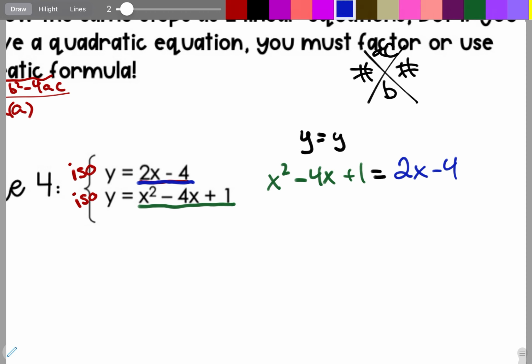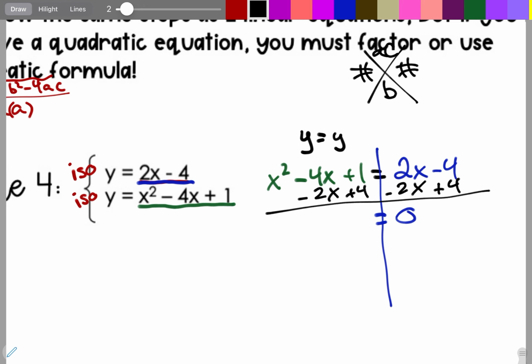So here we go. In order to solve this, because it's a quadratic, I want this side equal to 0. So what I'm going to do is subtract 2x from both sides. And I'm going to add 4 to both sides. That's going to allow me to cross both of these out to get 0. And over here, I should have x squared minus 6x plus 5. Easy money.